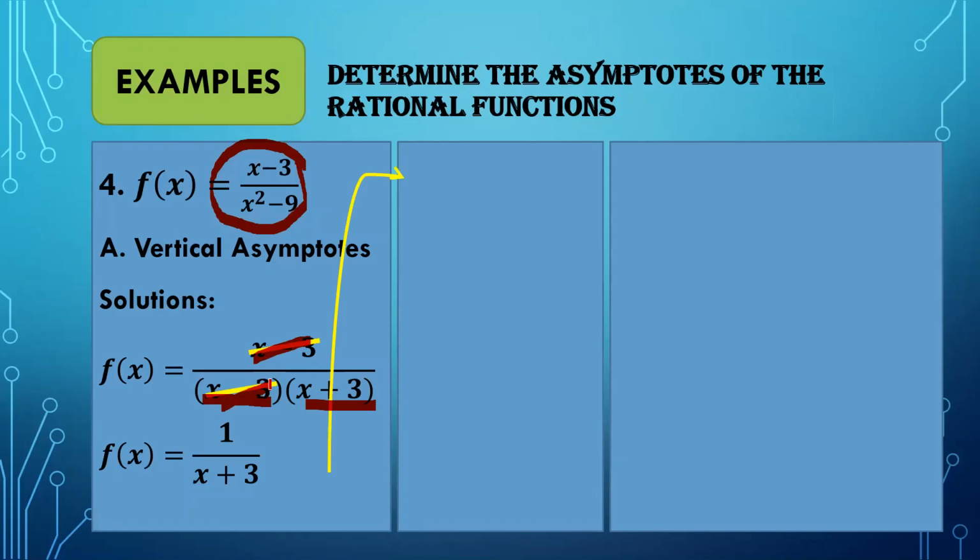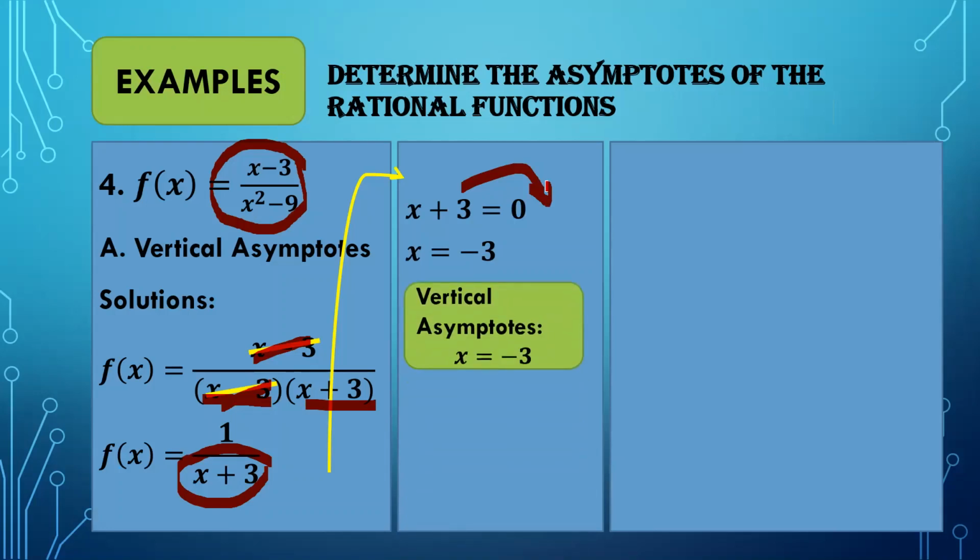So x plus 3 is equal to 0. Why? Again, we need to take the denominator, then equate it to 0. So therefore, x plus 3 is equal to 0. By transposition or the additive inverse, we have x is equal to negative 3. So therefore, the vertical asymptote will be x equals negative 3. Again, from positive 3, by transposition or additive inverse, it will be negative 3.